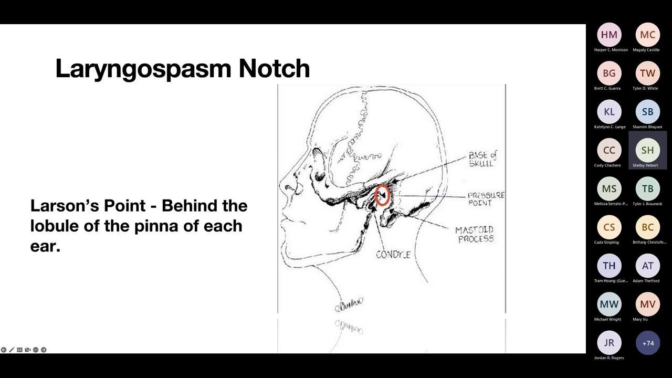Usually it sits right behind the lobe of the ear. So if you're having a hard time finding it, you can slide your fingers in behind your ear and push up. The nice thing for us, especially if you're applying positive pressure at the same time you're doing this, is you can use your thumbs to apply positive pressure to this and then use the rest of your hand to hold that face mask in place. So it's kind of like the double whammy because you're giving them positive pressure and at the same time you're doing the Larson's maneuver.